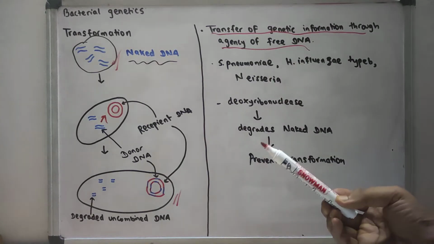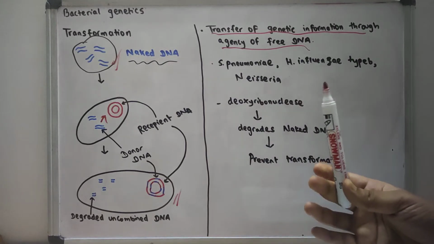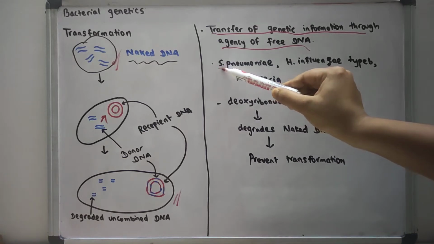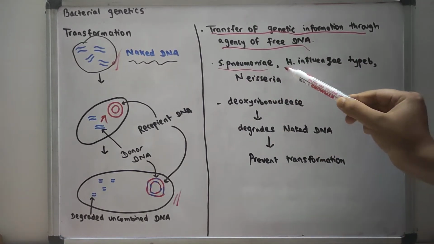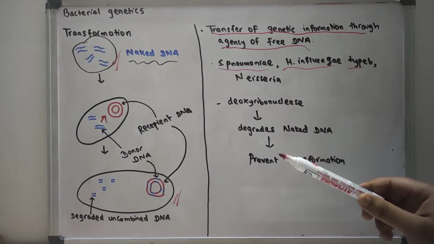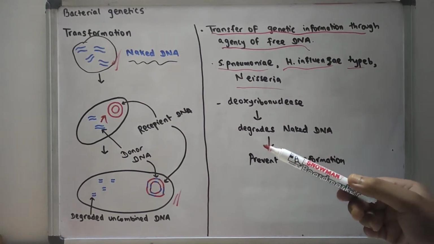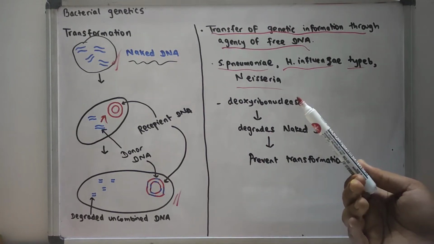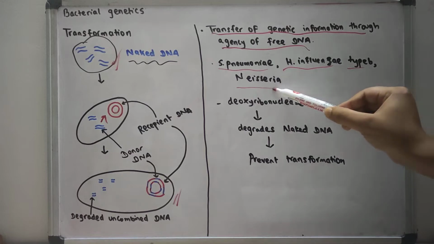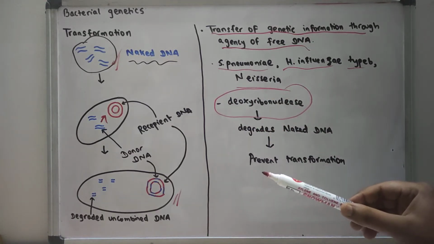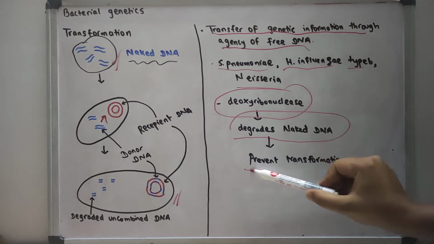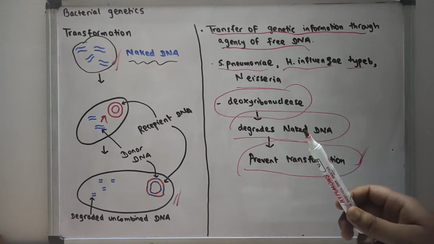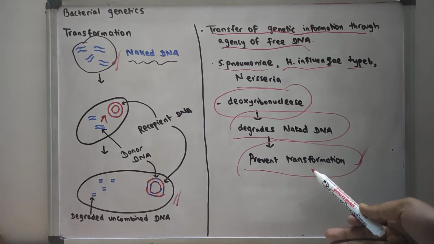So the feature of transformation is usually shown by various bacteria like Streptococcus pneumoniae, Haemophilus influenzae, which is type B Haemophilus influenzae, and the Neisseria group of bacteria. This shows the transformation. And what we can do is add deoxyribonuclease, which degrades the naked DNA, and it prevents the process of transformation.